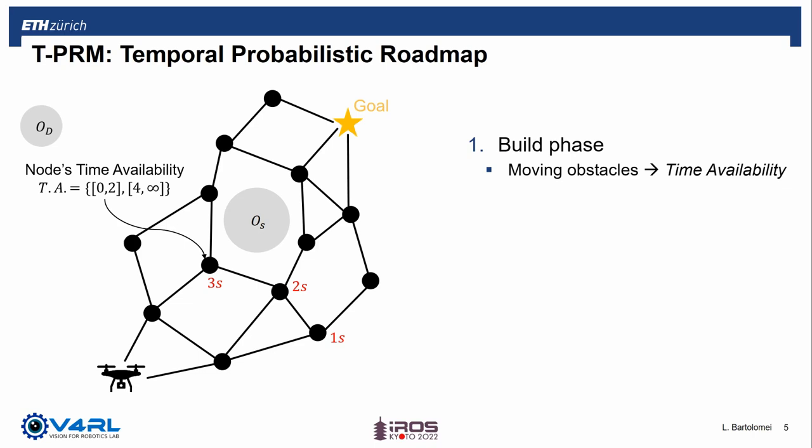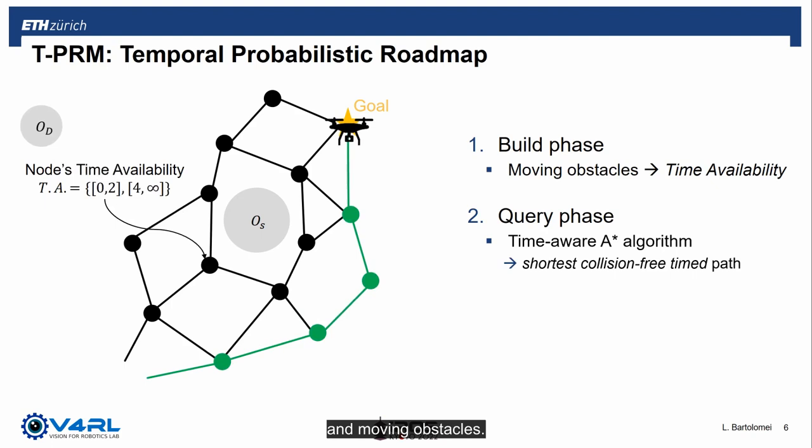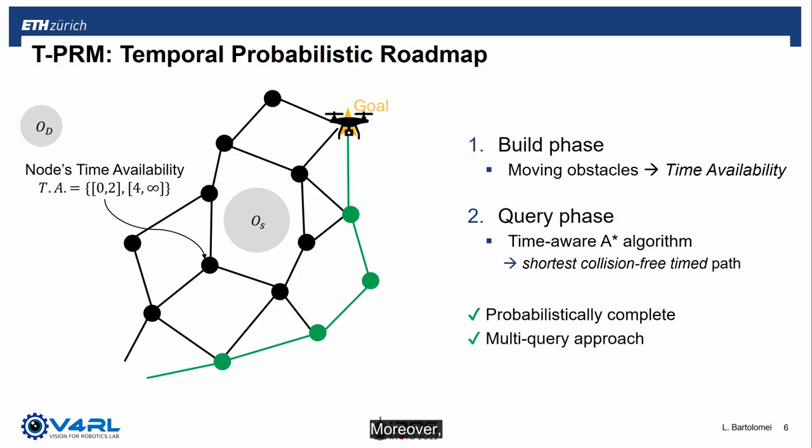From this information, in the query phase, we use a time-aware version of the A-star algorithm to find the shortest collision-free path from start to goal. If the robot then follows this path, it is ensured that it will not collide against static and moving obstacles. As T-PRM builds on top of PRM, it is a probabilistically complete algorithm that can solve for multiple queries. Moreover, it allows for faster planning. In fact, if a new obstacle appears, we can keep the underlying map untouched, and we just need to recompute the time availability of the nodes affected by the motion of the new obstacle.